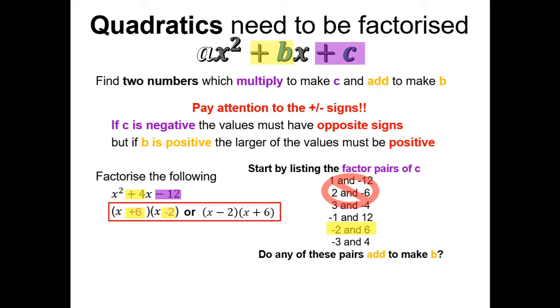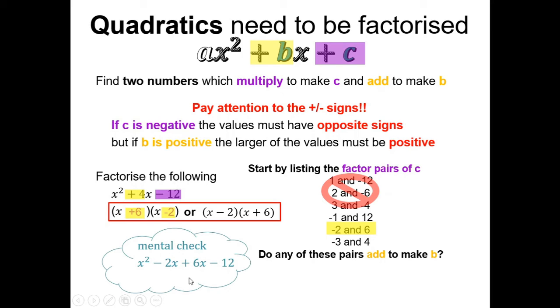I'll put them into my brackets. I put plus 6 and minus 2. But I could just as easily put minus 2 and plus 6. And I'm just going to check. x times x would make x squared. x times minus 2 would make minus 2x. 6 times x would make 6x. And 6 times minus 2 makes minus 12.